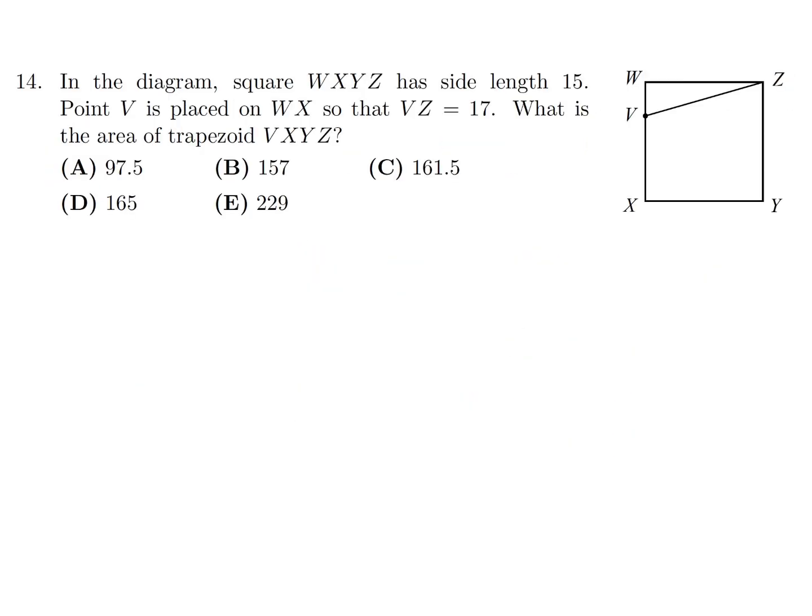In the diagram, square WXYZ has side length 15. Point V is placed on WX so that VZ is 17. What is the area of trapezoid VXYZ?